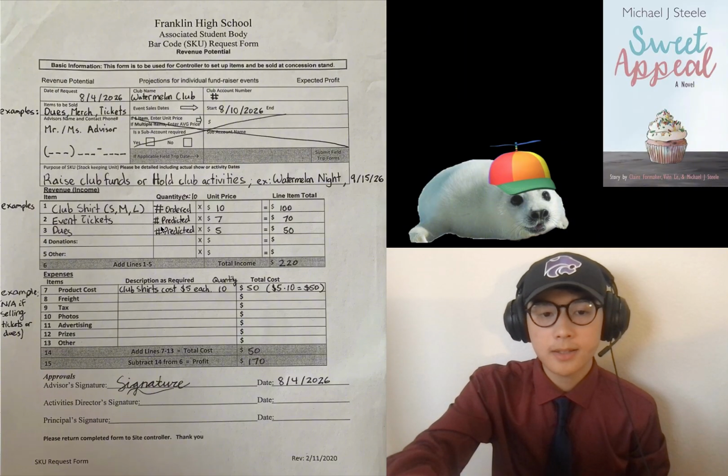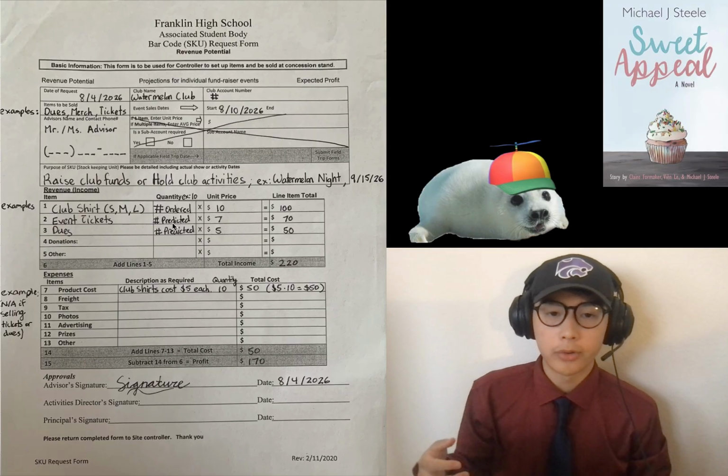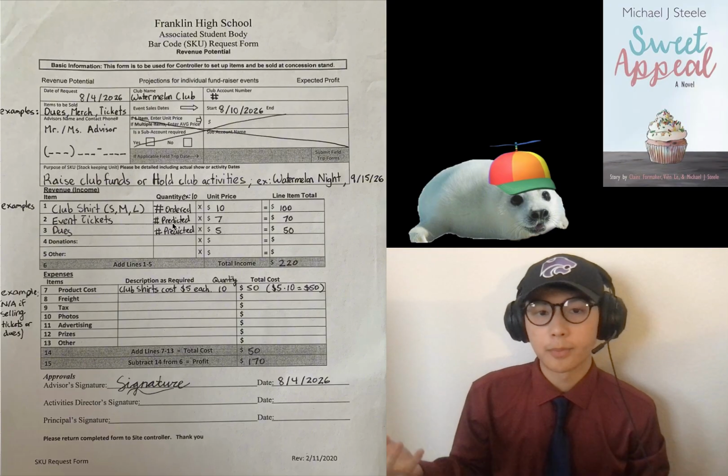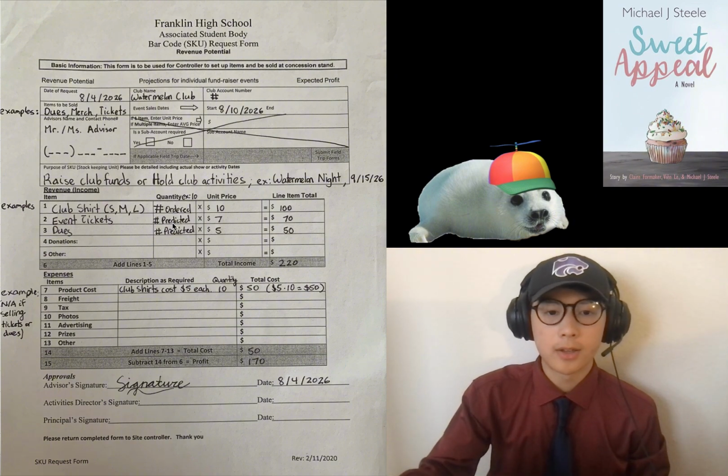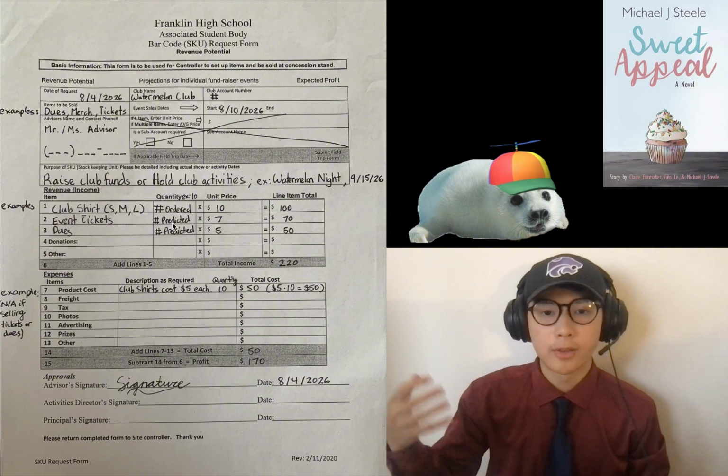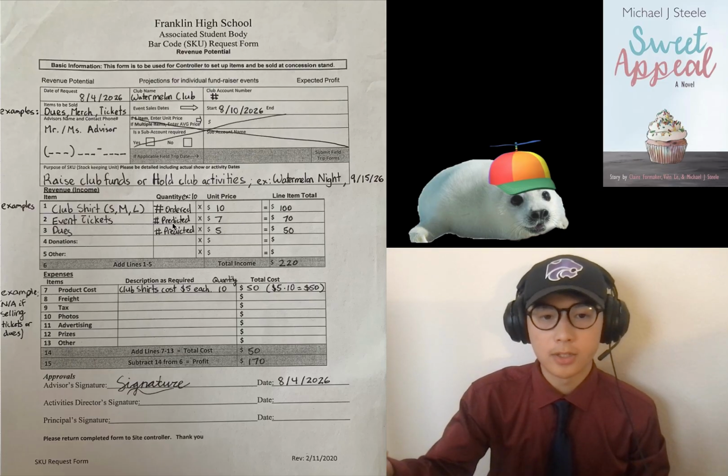For event tickets and dues, just write down the number that you're predicting to sell. You're not ordering event tickets or dues from a third-party company, so you're just writing the amount that you're predicting to sell. Let's say there's 10 students in your club that are on the track to get your club cord. Then maybe that's 10 students you're predicting to purchase your dues.